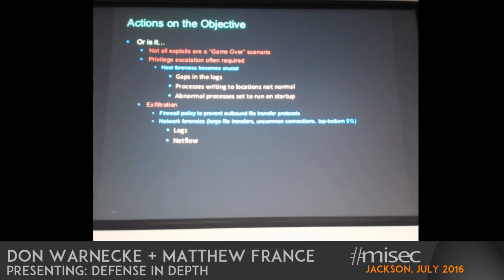Stick with nil then. And in the case of exfiltration, right, this is another big objective that malicious actors are trying to accomplish. You can obviously implement firewall policy to block outbound file transfers. Things like, maybe not every user should use SFTP, or SFTP only to known good sites, things that have a business reason. And then network forensics.